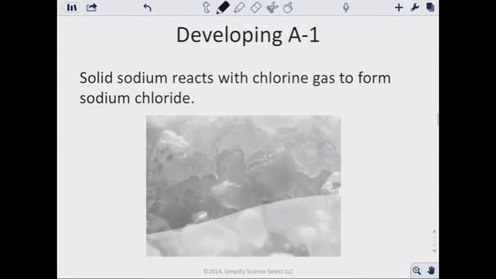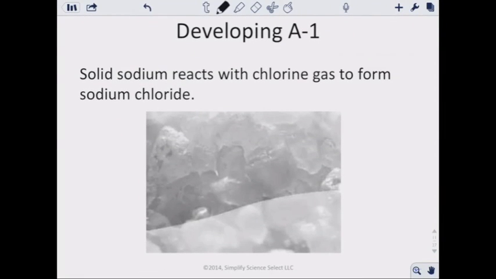So let's practice one of these. It says solid sodium reacts with chlorine gas to form sodium chloride. So let's take these words and take it apart. Solid sodium reacts with chlorine gas to form, that's another way to say produce. Reacts really means just a plus sign, to form sodium chloride. And we'll say that it's solid sodium chloride.